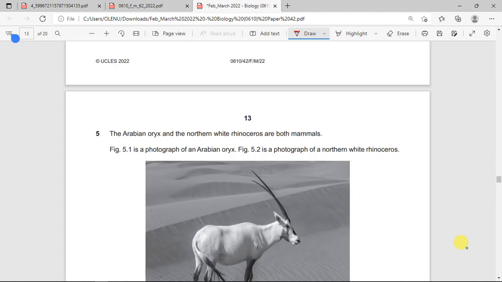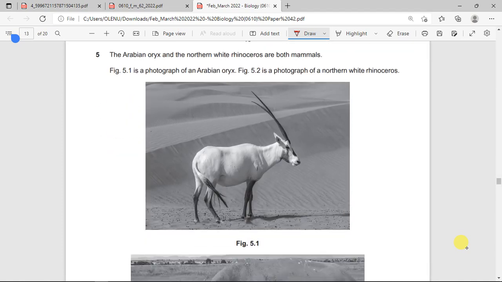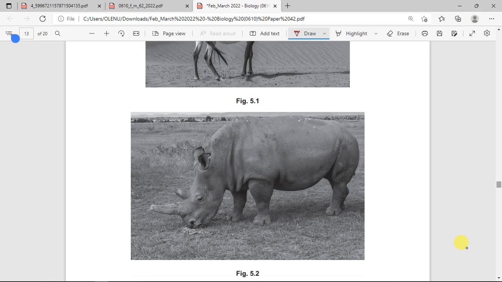Now, question 5 said the Arabian oryx and the northern white rhinoceros are both mammals. Figure 5.1 is a photograph of the Arabian oryx. Figure 5.2 is a photograph of the white rhinoceros. So this is the Arabian oryx, okay? This is a white rhinoceros.